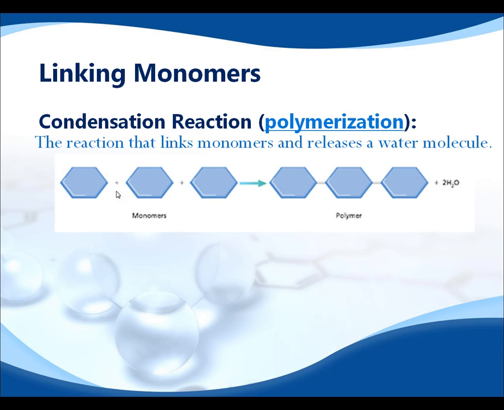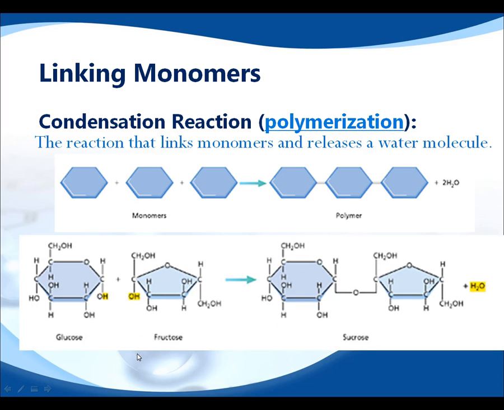So in the picture here are my monomers. I have 3 of them. And I have a plus sign between them because we're going to link them together. And then when we link them, and they're now joined with a straight line, we have 2 water molecules that get released. 1 per linkage. So there's 1 link here and 1 link here. So we had 2 links created, and there are 2 water molecules.